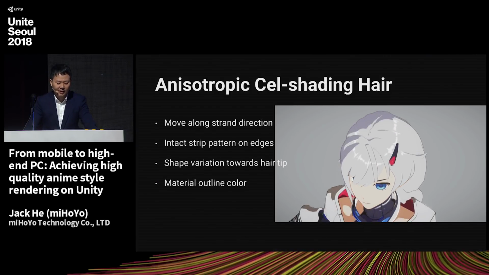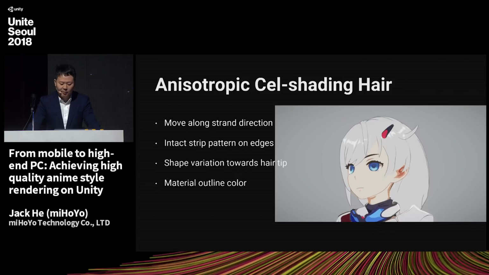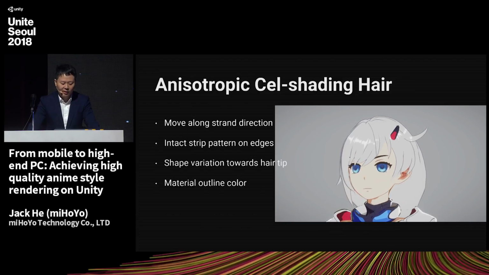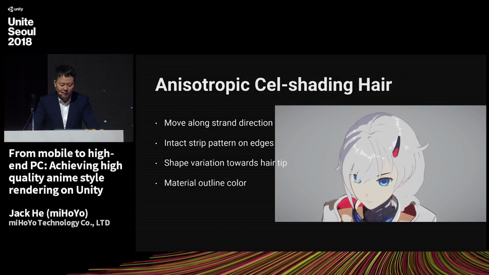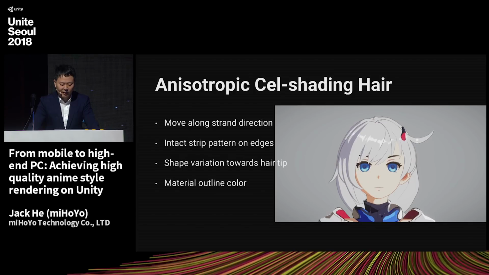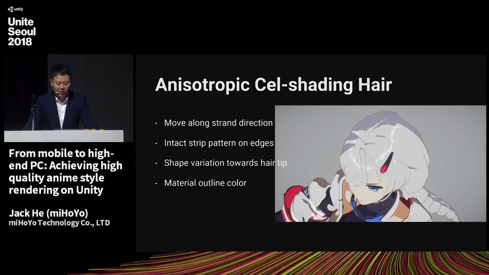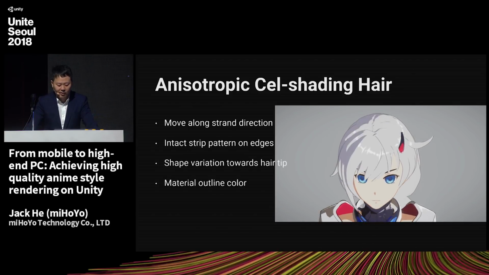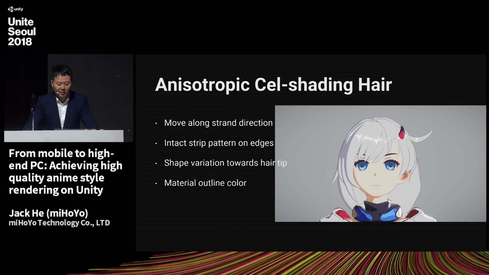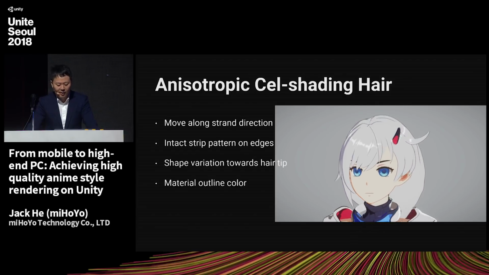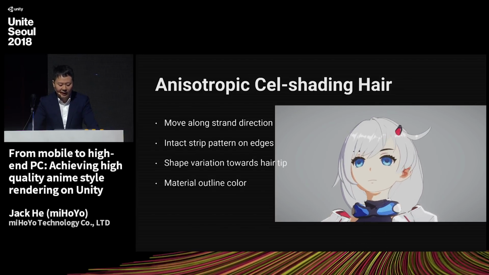Next, let's see another implementation of achieving cell shading hair highlight. The goal is to make it dynamic. Basically, the highlight position should move along the strand direction according to the light and camera position. The shape also should vary through the hair.